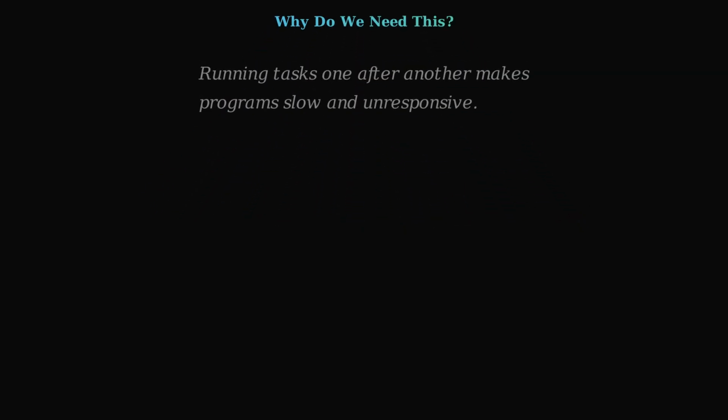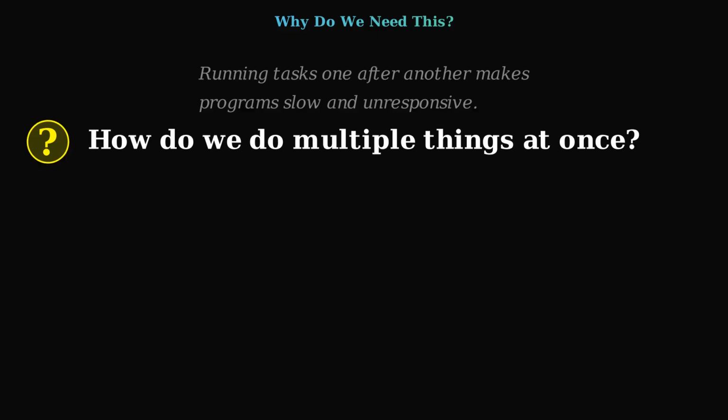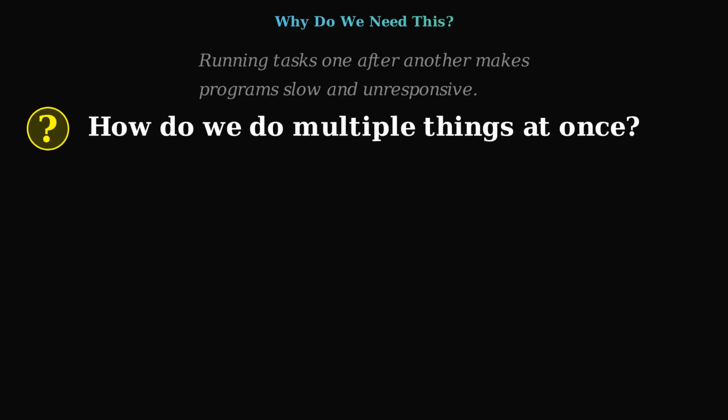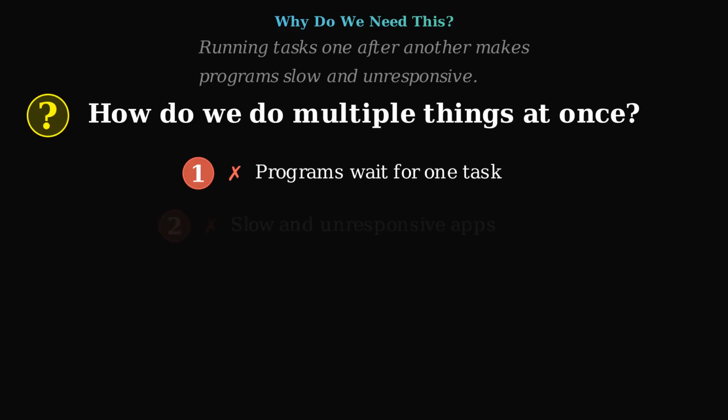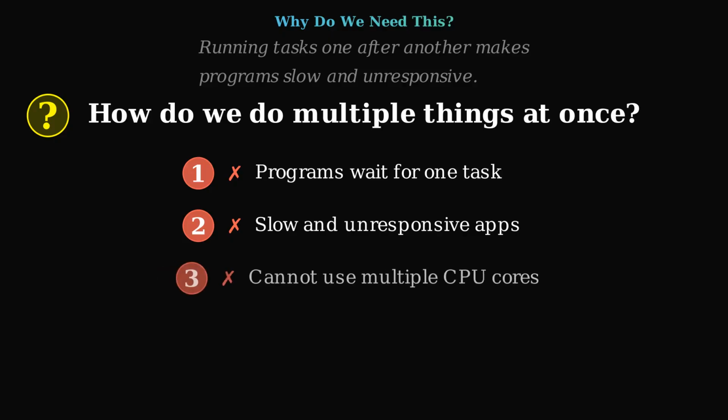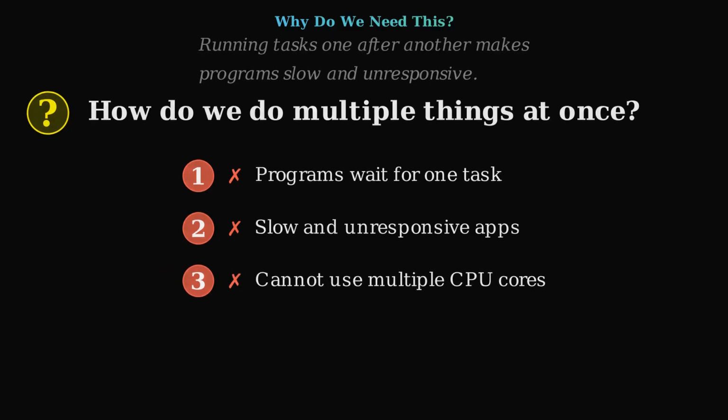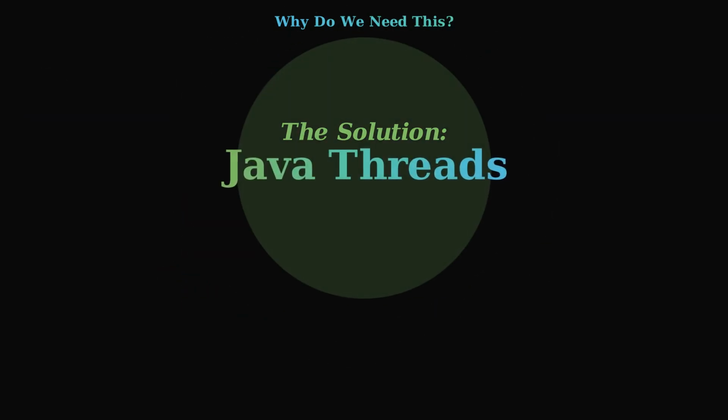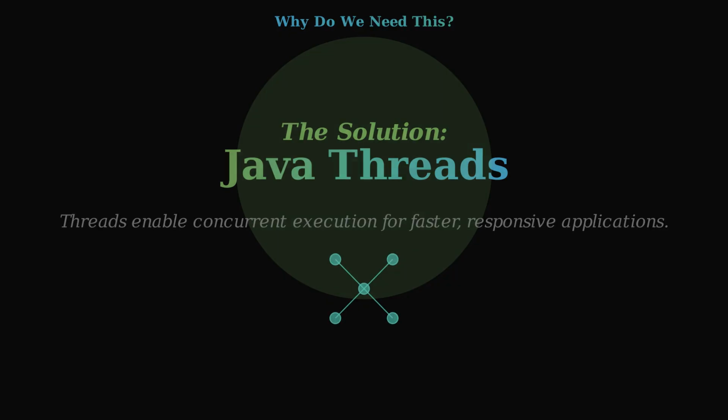Running tasks one after another makes programs slow and unresponsive. How do we do multiple things at once? Programs wait for one task. Slow and unresponsive apps cannot use multiple CPU cores. Threads enable concurrent execution for faster, responsive applications.